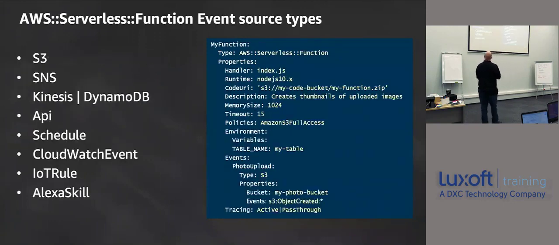All right, some of the different triggers you can use are event sources. These are not all of them. These are just some of the main ones. S3, SNS, Kinesis or DynamoDB, API, the scheduled one, CloudWatch event, an IoT rule. Does anybody work with IoT in here? Okay, a little bit. All right. Serverless is huge for IoT. The ability to have a backend for your IoT.